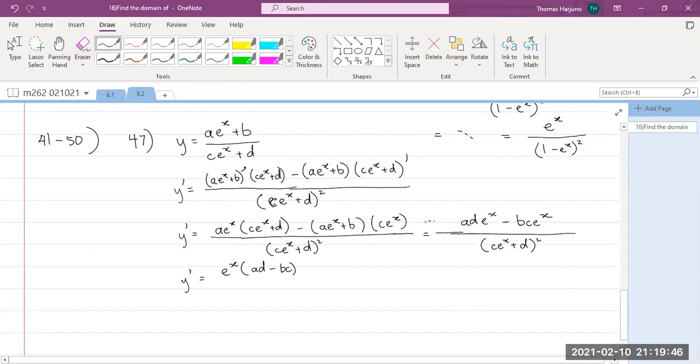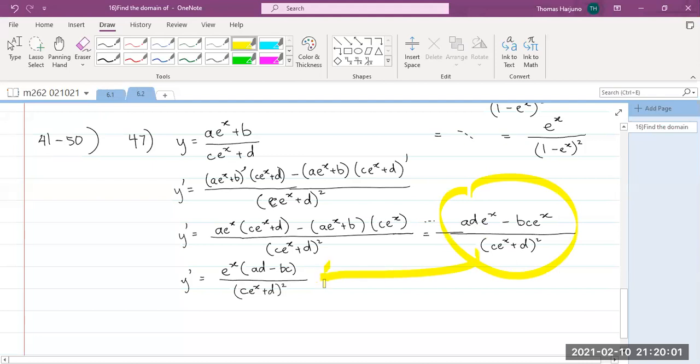So this is over c e to the x plus d squared. Now, even though I say you may not need to simplify what you had here to here, it is always a good thing to do to simplify, because you never know how far it can simplify.